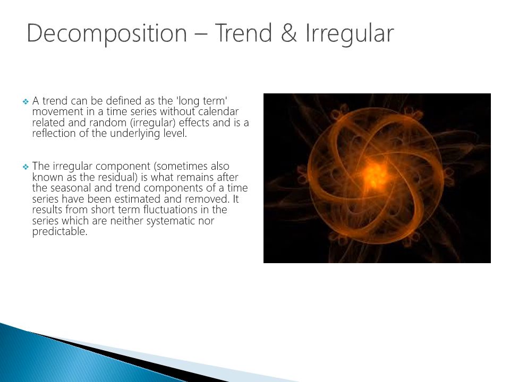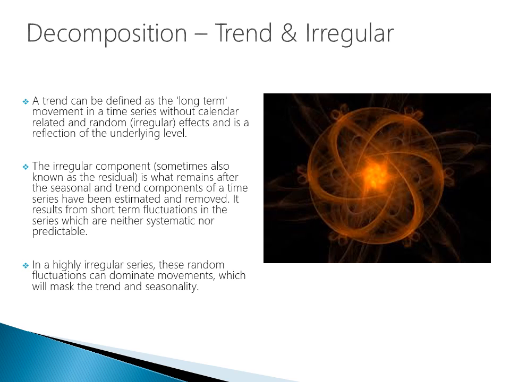The irregular component, sometimes known as the residual, is what remains after the seasonal and trend components of a time series have been estimated and removed. It results from short-term fluctuations in a series which are neither systematic nor predictable. In a highly irregular series, these random fluctuations can dominate movements, which will mask the trend and seasonality.